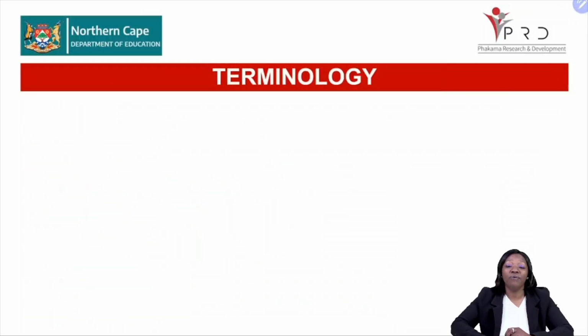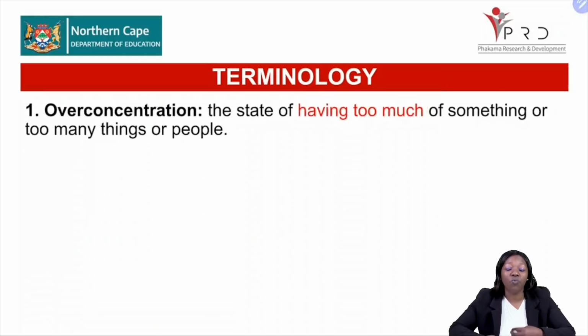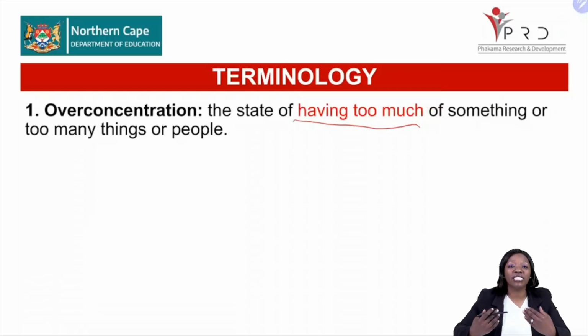Then we're going to look at our terminology. So in our first terminology, we're looking at over concentration. Remember, we are talking about South African industries. So over concentration is the state of having too much. So we can have the over concentration of industries, the over concentration of activities.